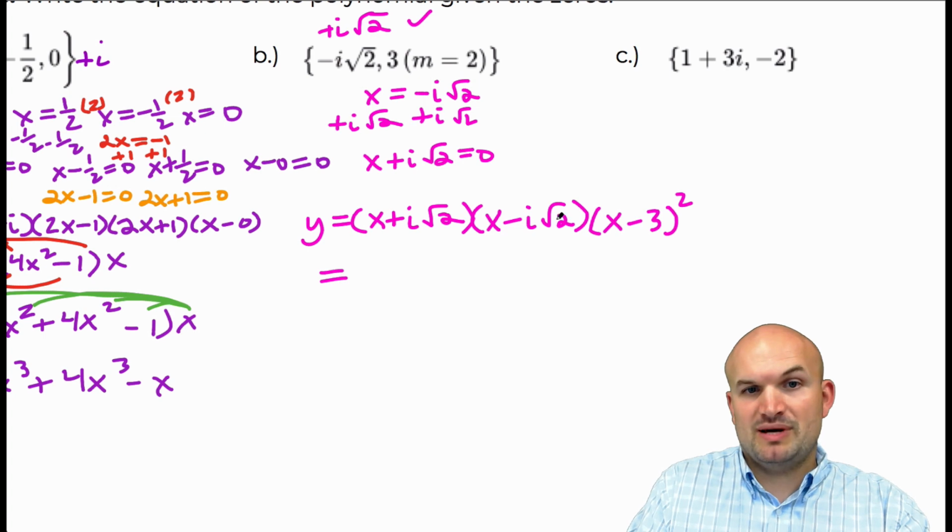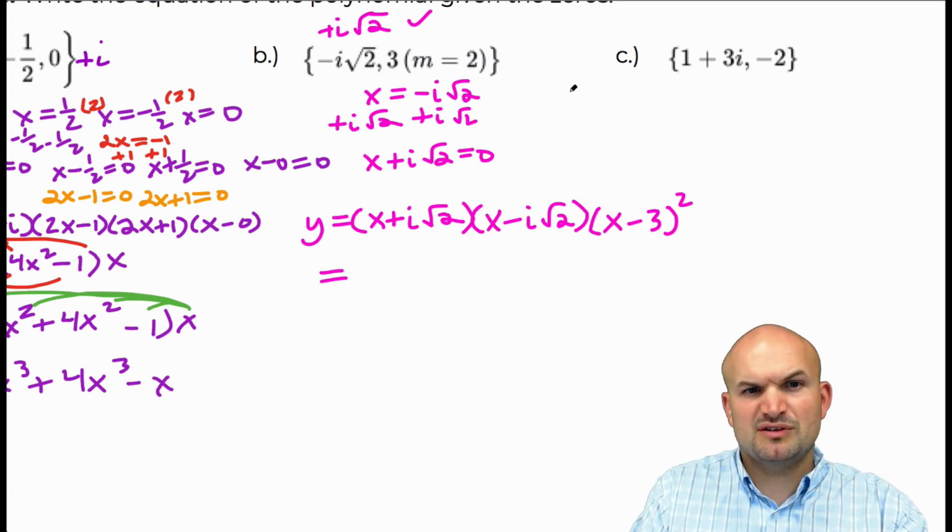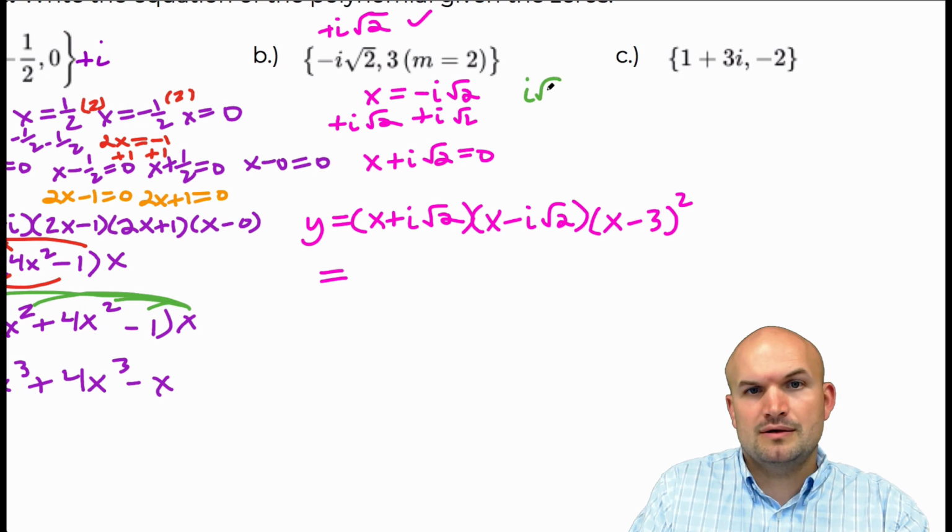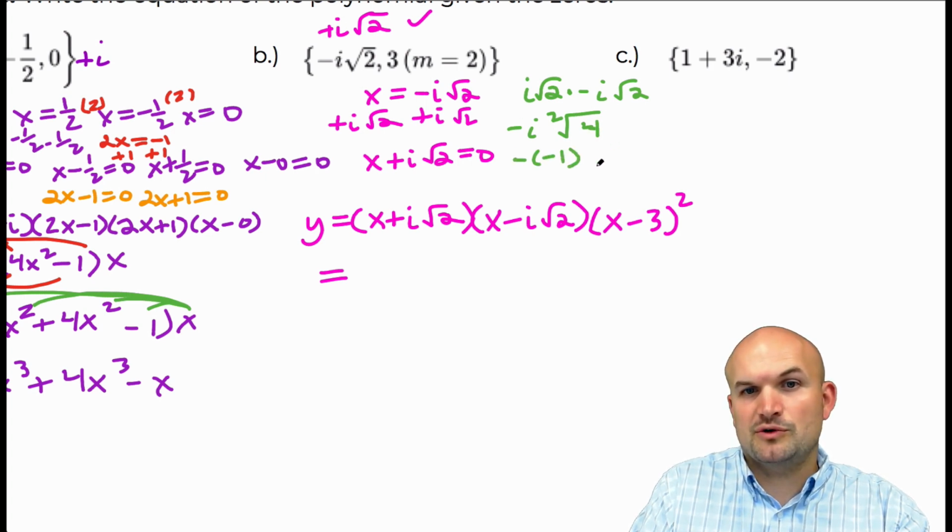Now, I can multiply these by difference of two squares. Some people might be a little confused, like, well, what do you do with i square root of 2? So let's multiply that out. Let's do i square root of 2 times negative i square root of 2. Well, this becomes a negative i squared times the square root of 4, right? 2 times 2. Well, i squared is negative 1, times negative 1, I think I talked about this, but I didn't actually go through it, times 2. So that becomes a positive 2.